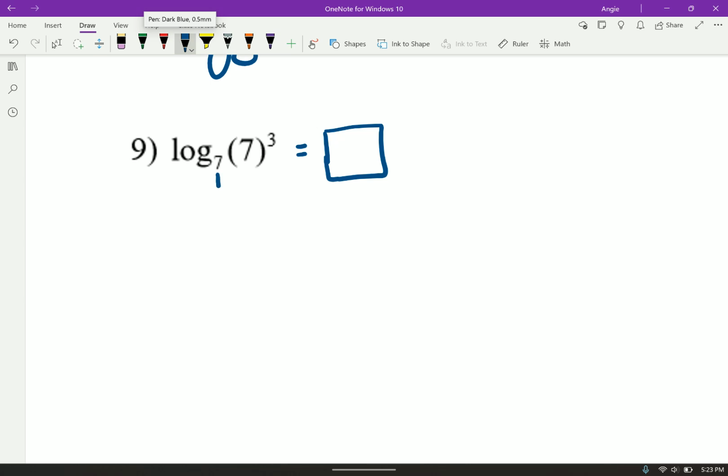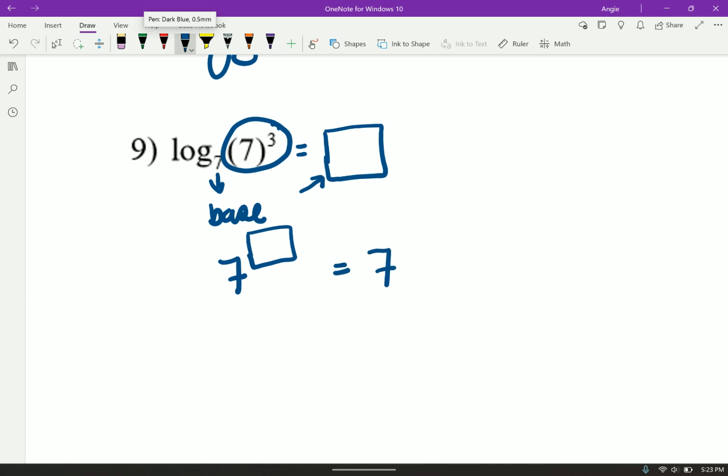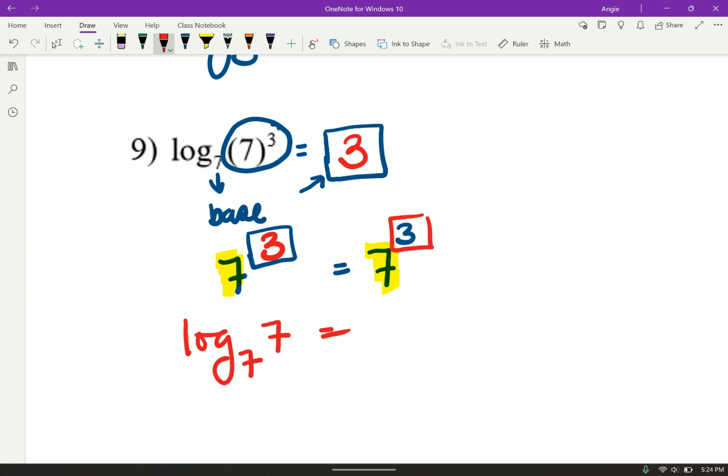Okay, so this is your base. Your base is 7. So we're going to write 7. Remember, this is an answer, so that's going to be raised now as an exponent. And this right here, that's what it's going to equal, 7 to the 3rd. Well, clearly, we have now a base of 7 on the left and a base of 7 on the right. So this box, for it to be equal, would need to be 3. So our final answer, guys, is 3. Okay, so log base 7 of 7 to the 3rd equals 3.